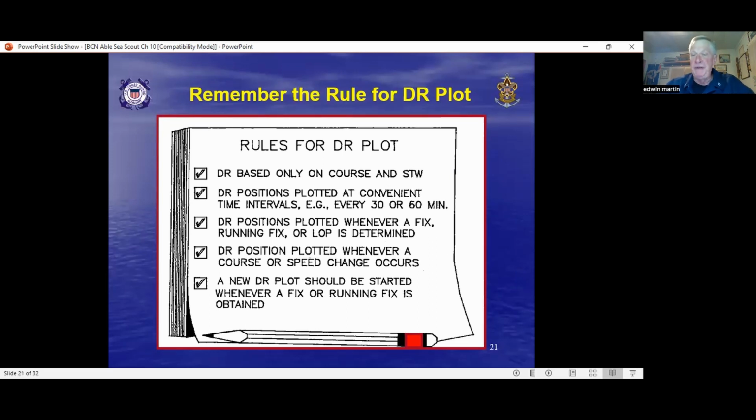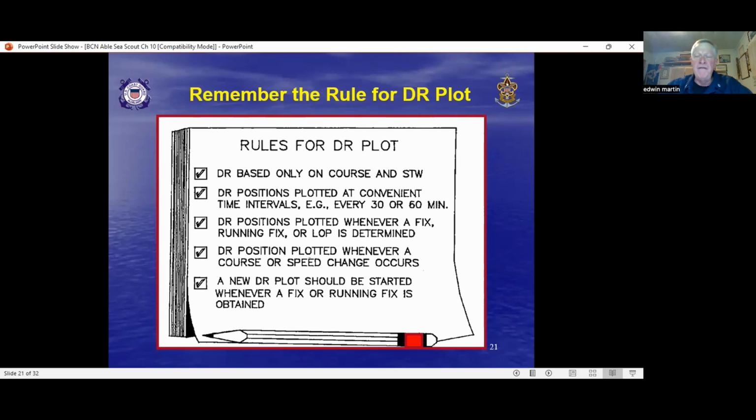Okay. We're pretty much done, except for reminders of what the rules are for a DR plot. You're only working with the course and speed and time. There's no other factors involved. You don't consider set and drift. You don't consider anything else. It's just from point A to point B.